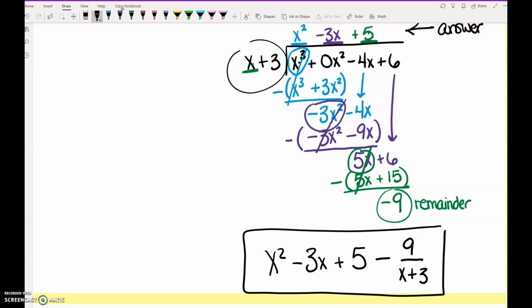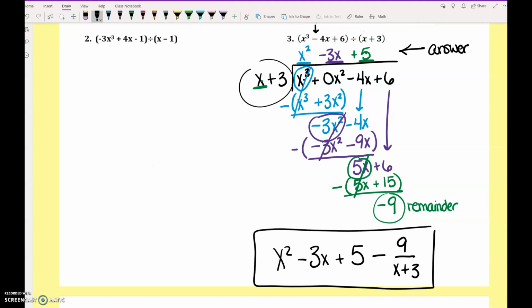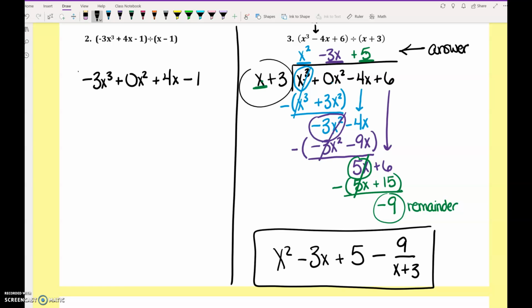Okay. Now let's go over to example 2 and let's try example 2 together. I always want you to look for missing terms. So we are starting with negative 3x to the third. Do you notice that there's no x squared term again? So we need 0x squared plus 4x minus 1. We are dividing by x minus 1.